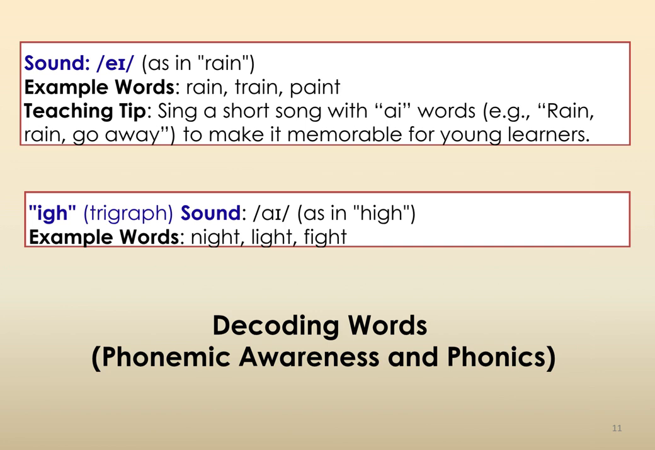As our pupils progress, we introduce even more complex patterns. For instance, we show them trigraphs like igh, which uses three letters to make the single long I sound in night or light. We also teach them vowel digraphs like ai, used in rain or paint. A highly effective tip to teach these sounds to EFL learners is to pair these patterns with a short, catchy song, like singing "Rain, Rain, Go Away" to make this decoding rule memorable and engaging for young learners.